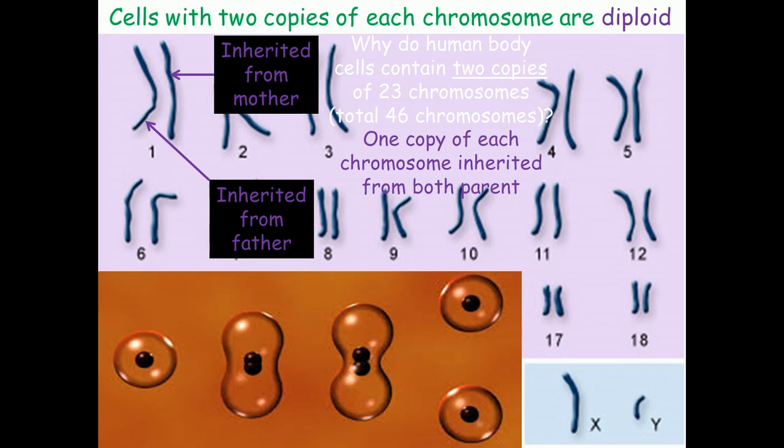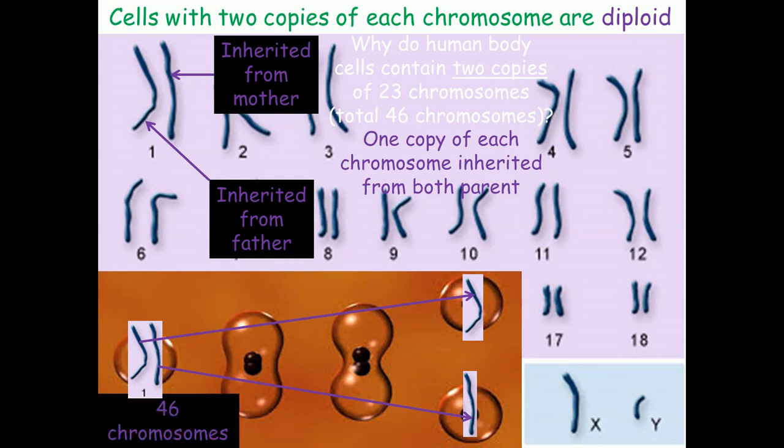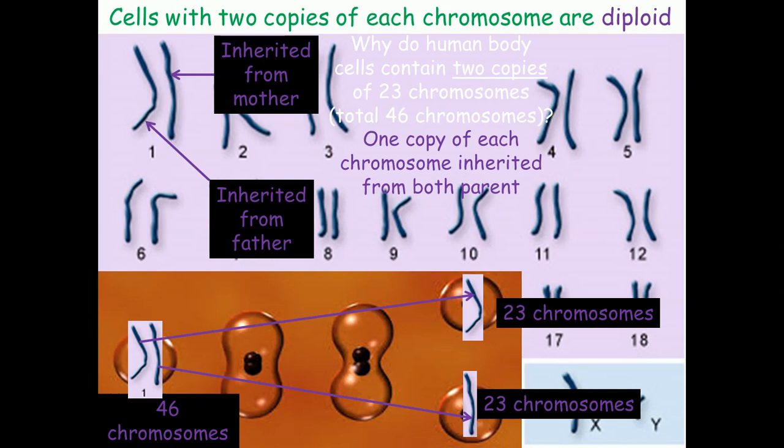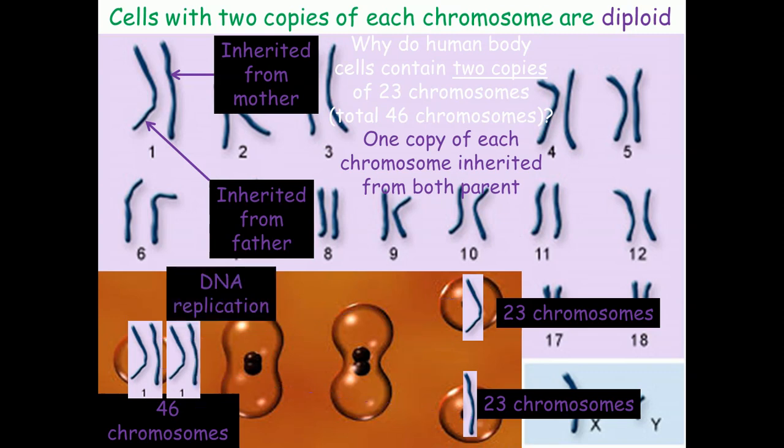A problem occurs during cell division because if you start off with two chromosome 1 and the cell divides, that means both daughter cells will end up with one chromosome 1. This would mean that you start off with 46 chromosomes and you'd end up with daughter cells that have 23 chromosomes, causing the number of chromosomes to halve each time a cell divides. To stop this from happening, DNA replicates before cell division, and this makes sure that both daughter cells have two copies of every single chromosome, making a total of 46 chromosomes.